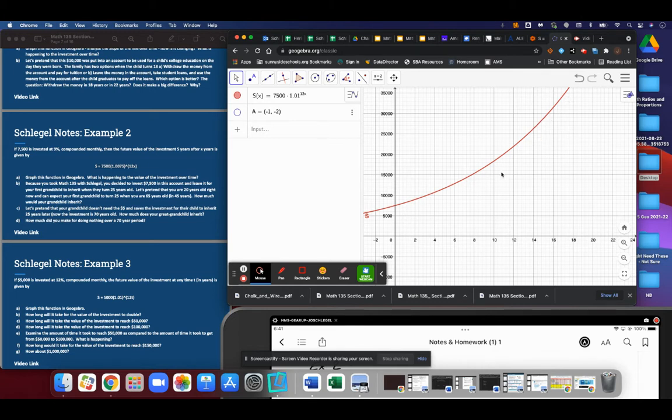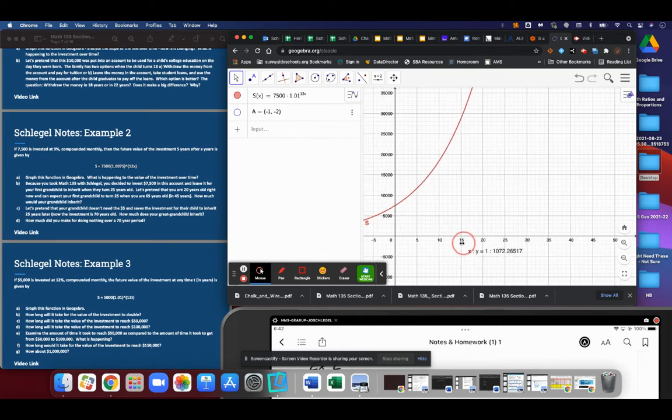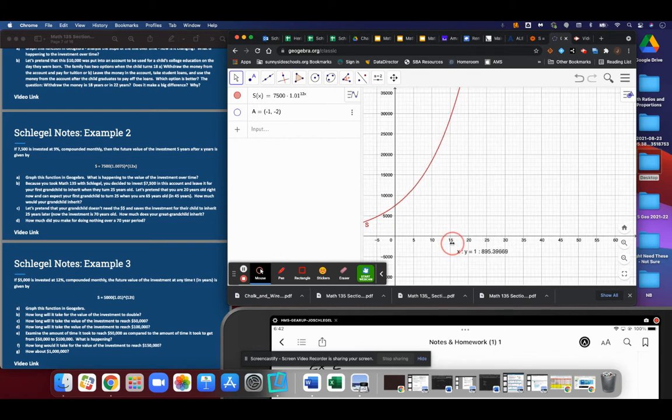So moving on, because you took Math 135 with Schlegel, you decided to invest $7,500 in an account and leave it for your first grandchild to inherit when they turn 25 years old. Let's pretend that you are 20 years old right now, and you expect your first grandchild to turn 25 when you are 65. And so that's in 45 years. How much would your grandchild inherit? So I'm going to use the GeoGebra thing here. We're going to actually answer the question with Wolfram, but just to see a picture of what's happening to the gift that you gave this grandchild.